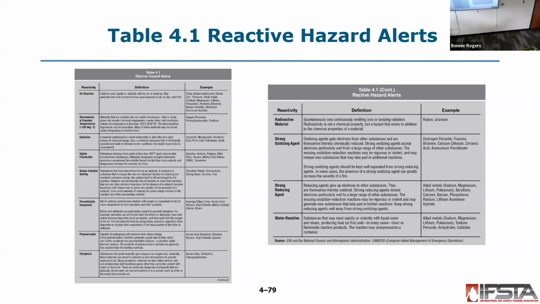And then you've got radioactive material, spontaneously and continuously emitting ions or ionizing radiation. Radioactivity is not a chemical property, but a hazard that exists in addition to the chemical properties of a material. Examples would be radon and uranium.